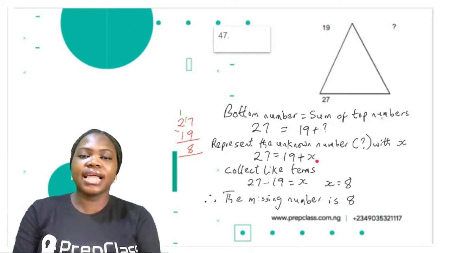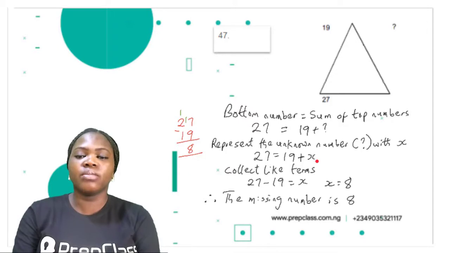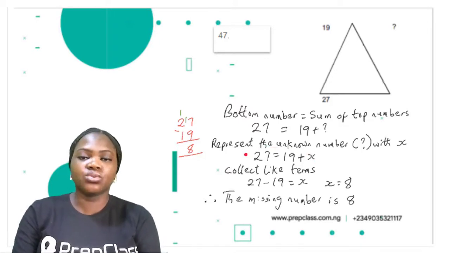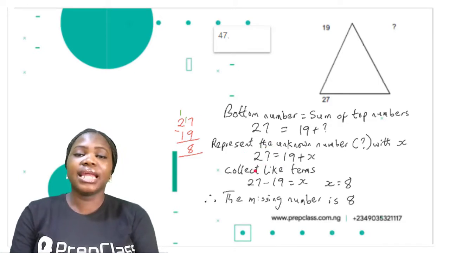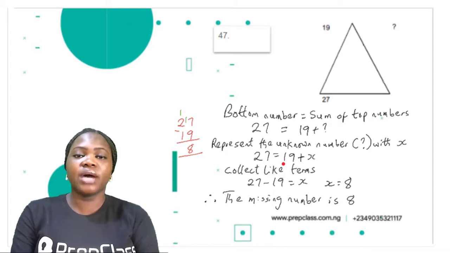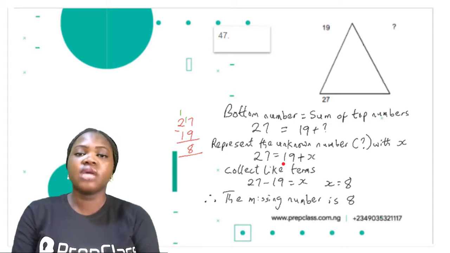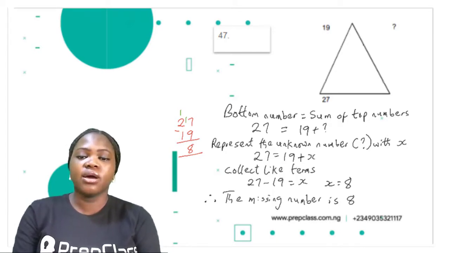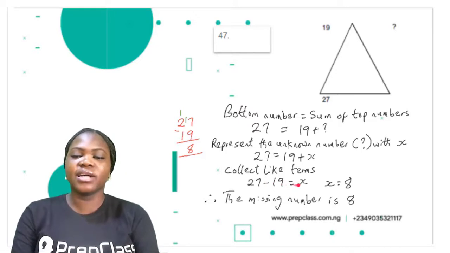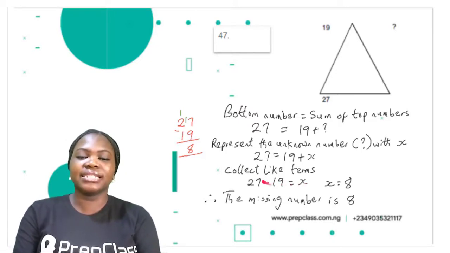So to get X alone, to get our unknown number, what I would do is to collect like terms. So I bring the numbers to one side and the letters to the other side. So let's do this. We write 27, then this is 19. When we see a number without any symbol in front, we can assume that it is plus. So plus 19 crossing the equality sign will become minus 19 equals X. 27 minus 19 is what?